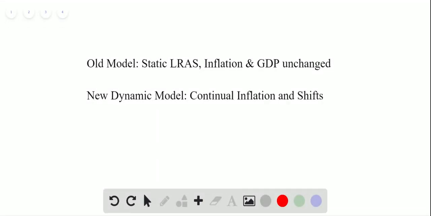Okay, so in this question, we want to compare the basic aggregate demand and aggregate supply model as well as the new dynamic model. In the basic AD-AS model, it is assumed that the economy basically remains static when there's a shift in aggregate demand or aggregate supply. That is, the real GDP remains static, as does inflation, if there was any prior inflation before the shift. And this model is not consistent with historical events, and so in comes the dynamic AD-AS model.